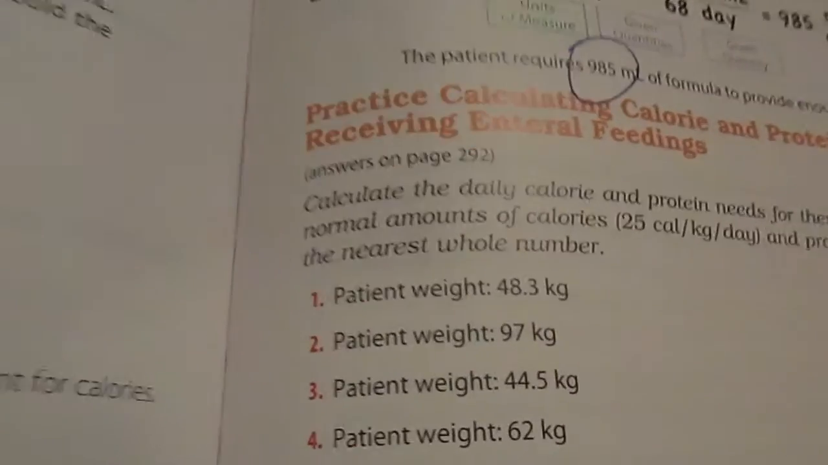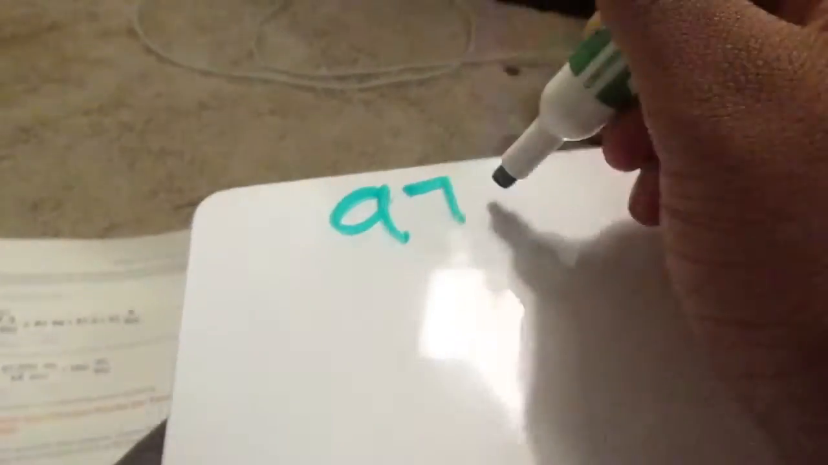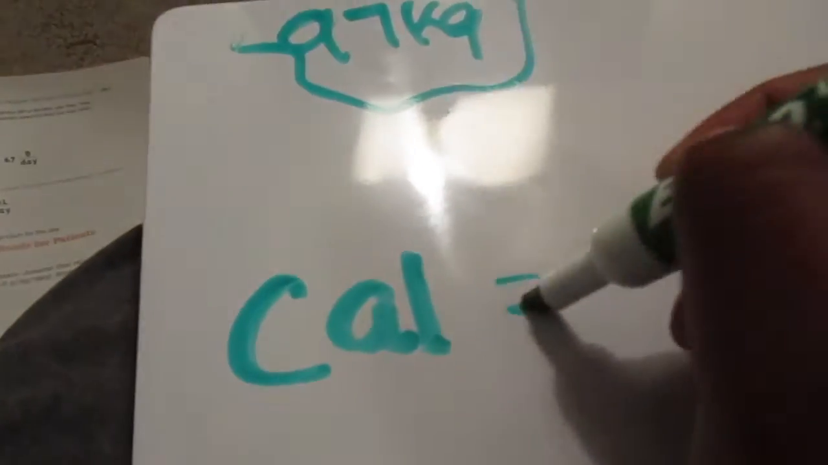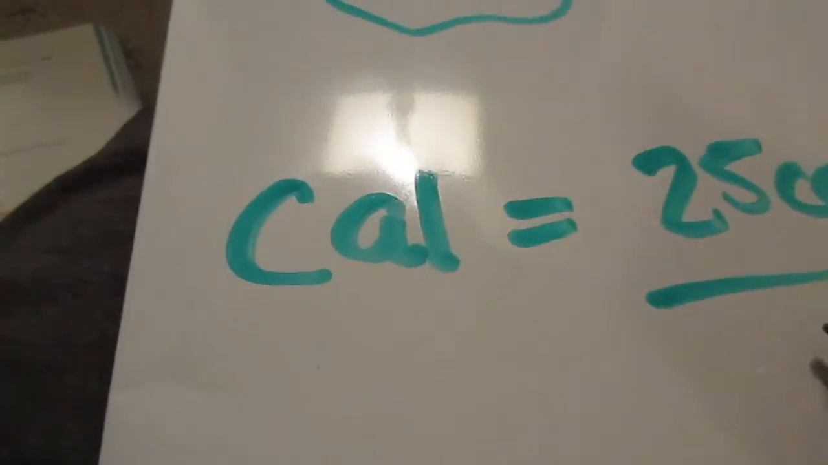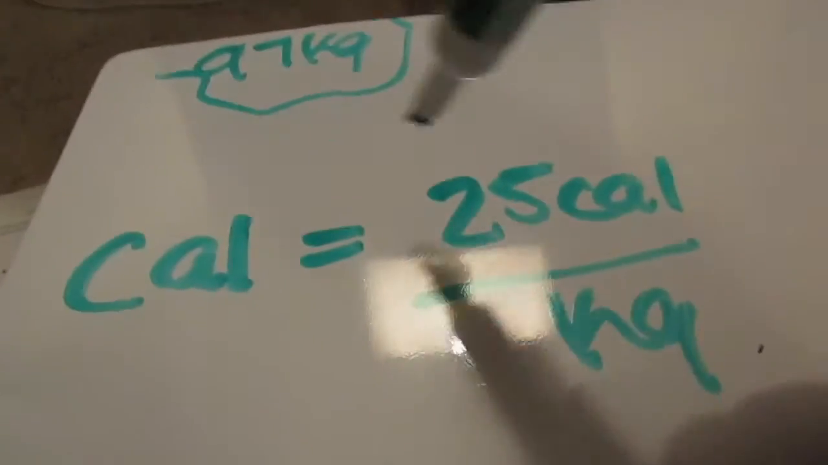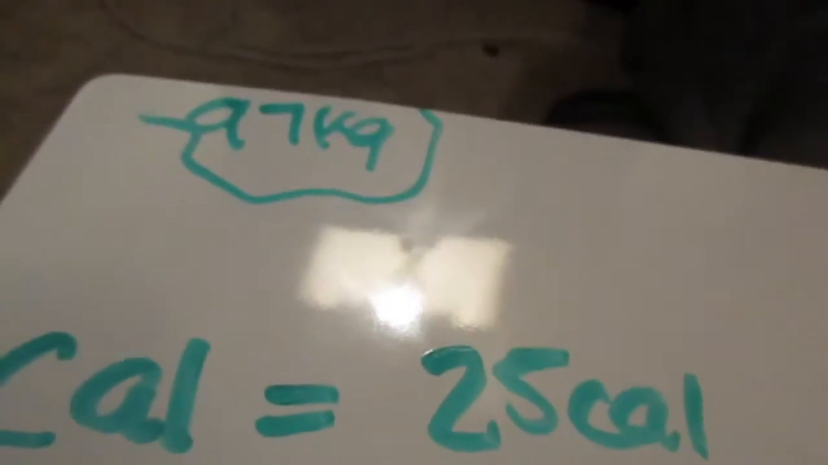Okay, so the next problem says the patient weighs 97 kilograms. So, just so we can remember, 97 kilograms. I like to do that to remind myself. Okay, now we know we're looking for calorie. So calories equal 25 calories per kilogram, correct? Because we know this is the set number. This does not ever change. They even give you this number in the problem right here. 25 calories, and they give you the 0.8. So those don't change. Times how much kilograms he weighs or she weighs.